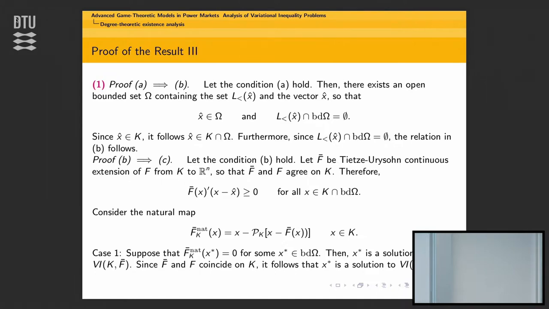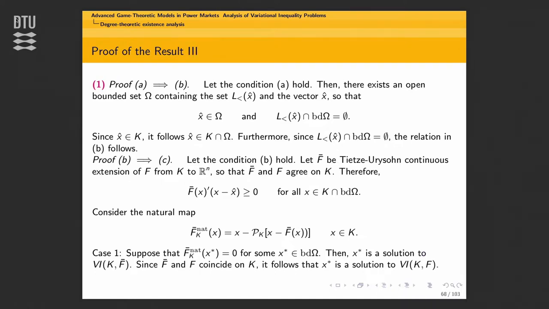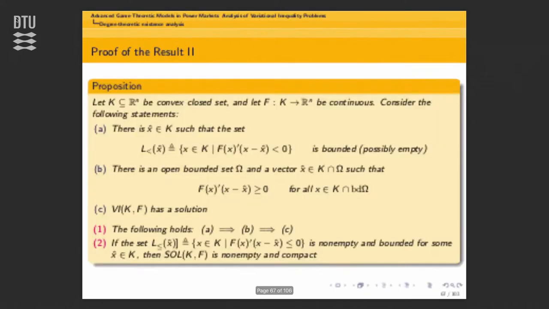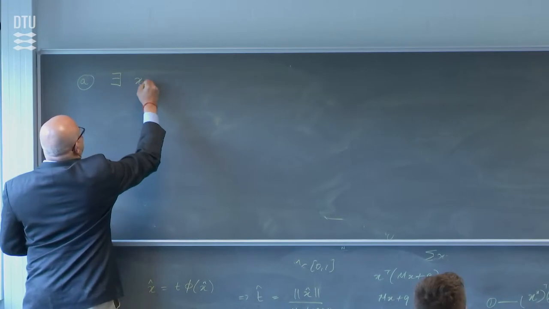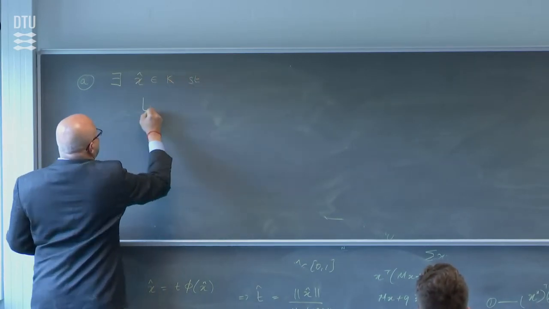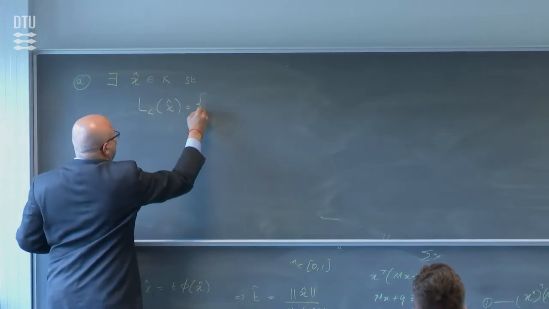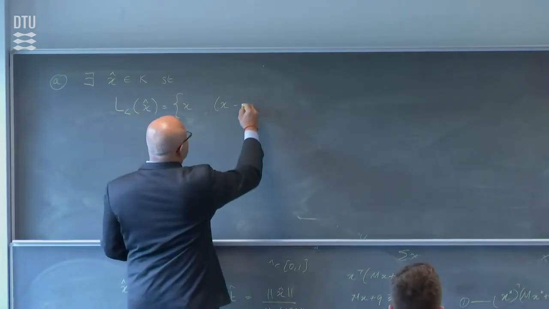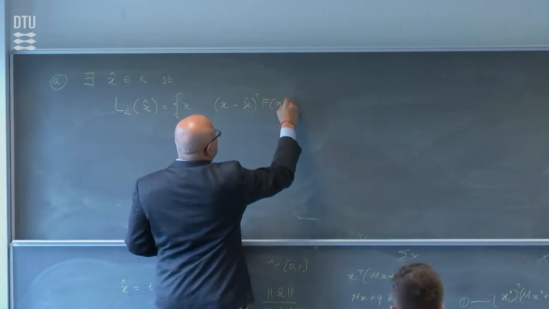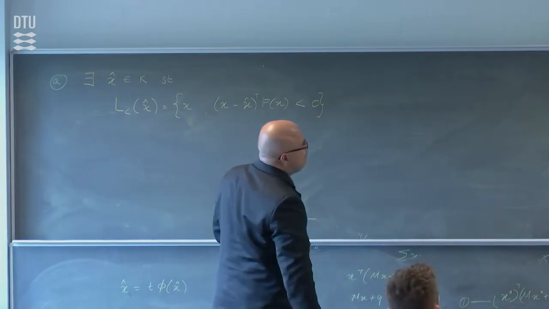Let me give you a picture to grasp that. Let me write down the conditions so that you understand them. The condition A is there exists an x hat in K such that L less than of x hat, which is given by the set of x such that (x minus x hat) transpose F of x is less than 0, is bounded.